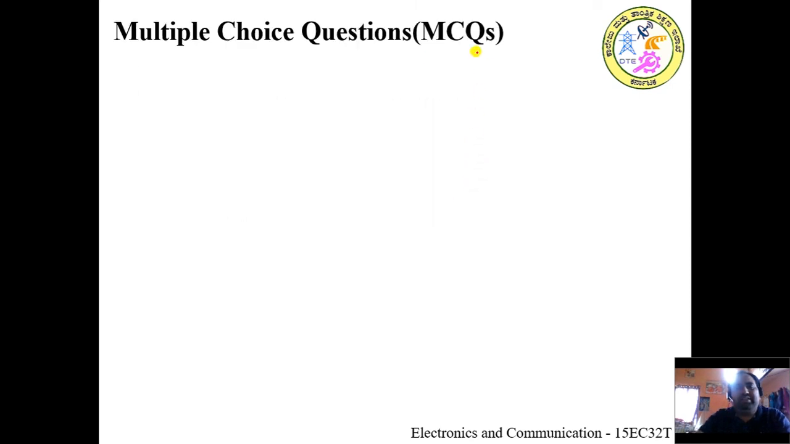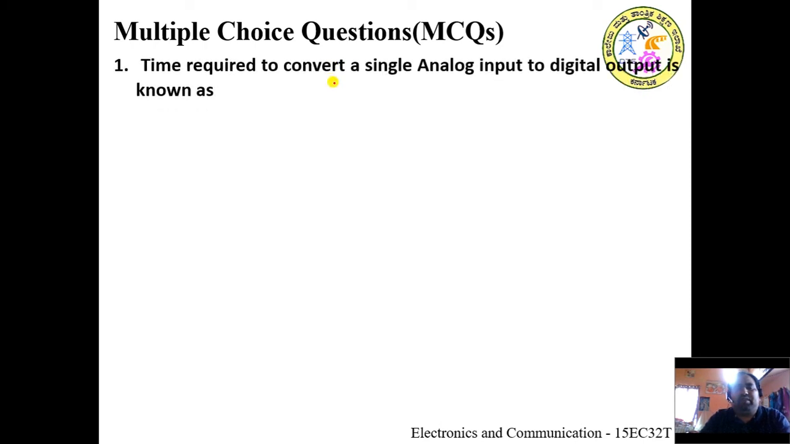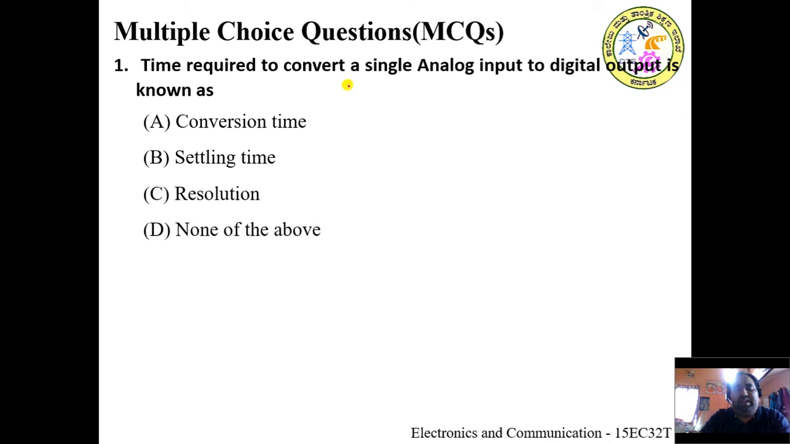Now let us discuss some multiple choice questions. The first one: the time required to convert a single analog input to digital output is known as A, conversion time, B, settling time, C, resolution, and D, none of the above. Obviously, this is the definition of conversion time, because the conversion time is defined as the time required to convert a single analog input signal to a digital output signal.